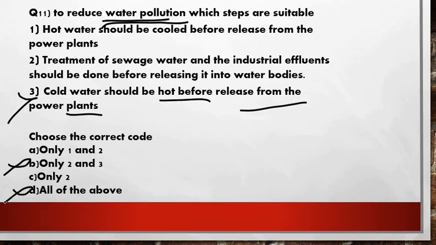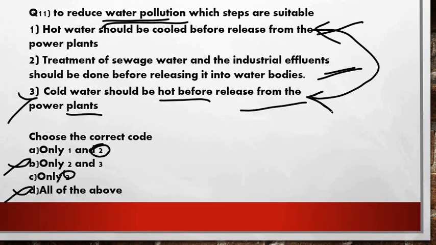The rest, you can see that statement 2 is present in option C as well as option A. So no need to worry about statement number 2. Let us directly go to statement number 1, that is hot water should be cooled before release from the power plants. Yes, because it is totally opposite to statement 3, right? So whenever there is such an opposite statement, you can just blindly mark option A as the right answer.